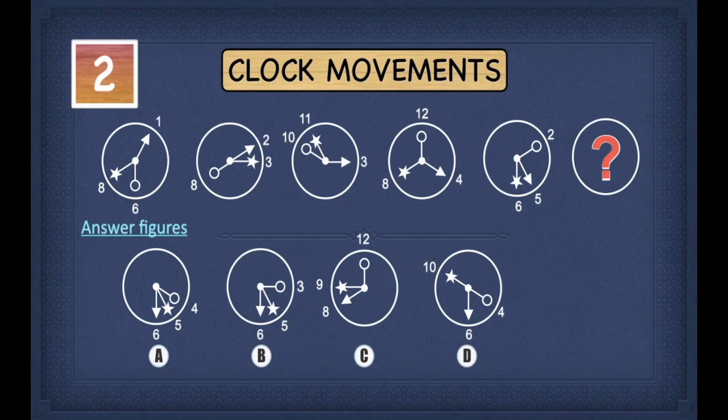So let's start with one hand first. So let's start with the arrow first. The arrow in the first diagram is pointing towards 1. The second, it is pointing towards 2. The third, it is pointing towards 3.